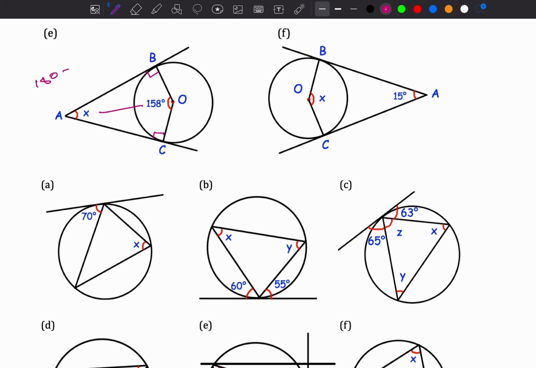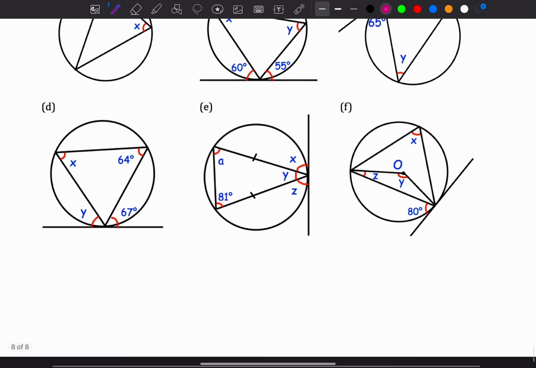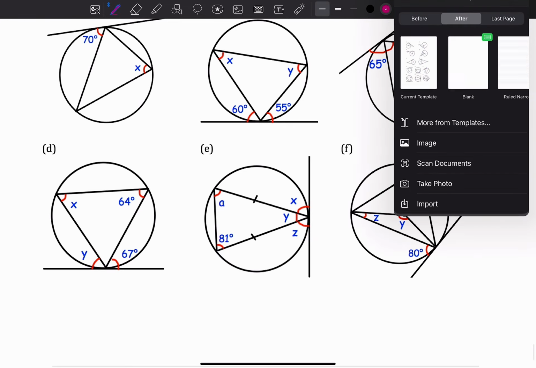So 180 minus 158, okay, which is 22, and then 180, because you know that these two are tangent, 90. 180 minus 15, that gives you 165. Okay, right, so we are done on that. Last one.